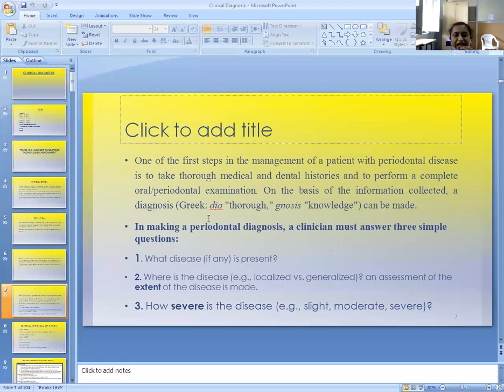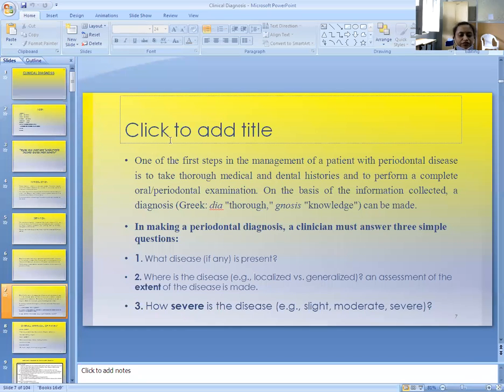Diagnosis is mainly a Greek word. Dia means through, and gnosis is knowledge. So, in making a periodontal diagnosis, the clinician must answer three simple questions: what disease is present, which means which kind of disease is present; where is the disease, whether it is localized or generalized, the extent of the disease will be answered by this question; and how severe is the disease, means it is slight, moderate, or severe.